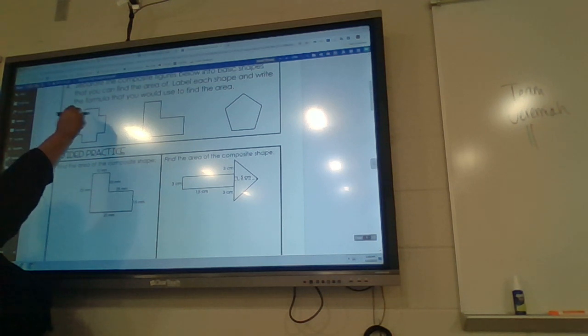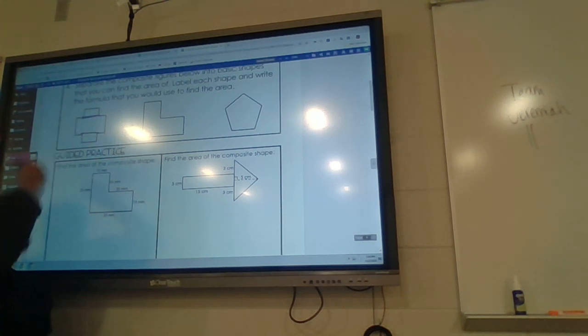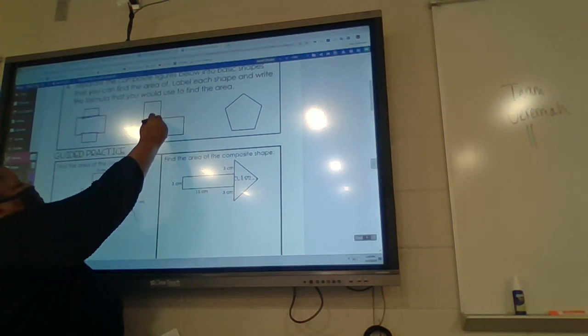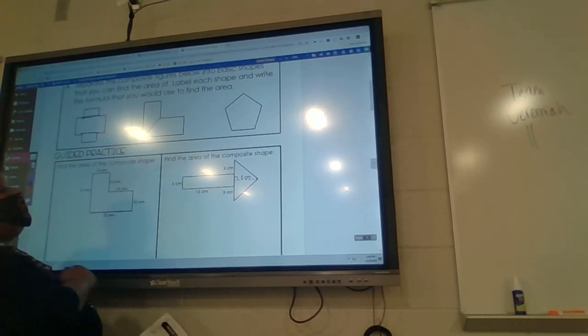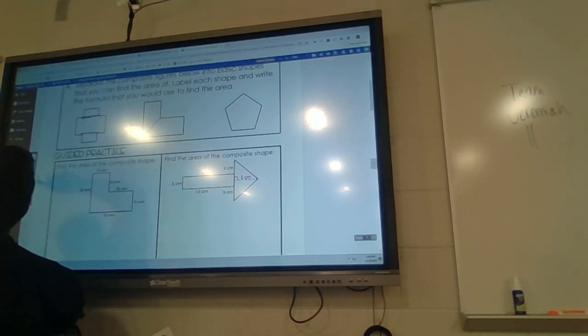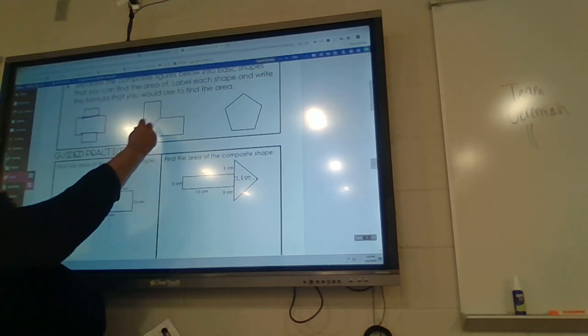So if I was doing it, I would do this and this. But you do it however. Okay, this one, you don't want to cut it that way because that doesn't make sense. Well, that's a trapezoid, but who wants to deal with a trapezoid?